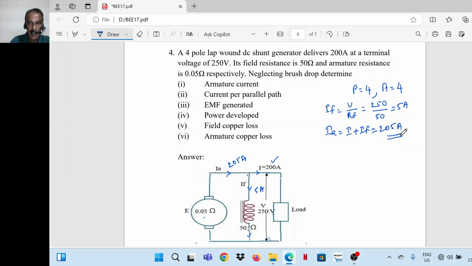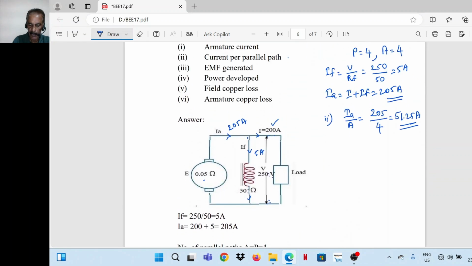Next is current per parallel path. Here number of parallel paths is equal to 4. Therefore, current per parallel path is equal to IA divided by A. That is, IA is 205 ampere, and A is 4 parallel paths. That is 51.25 ampere. Just check it. 51.25 ampere.